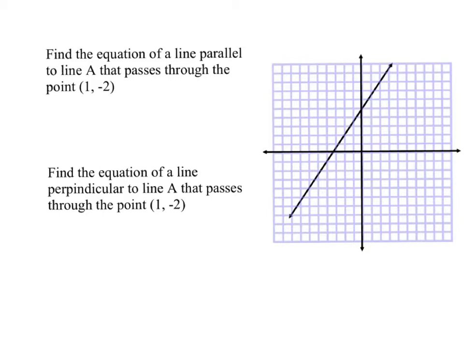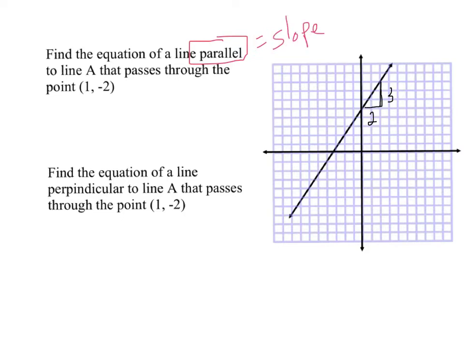Finally, find the equation of a line parallel to line A that passes through the point 1, negative 2. Well, let me first of all get the slope of this line. See that it went up 3 and over 2, so the slope is 3/2. So a parallel line would have the same slope, equal slope.